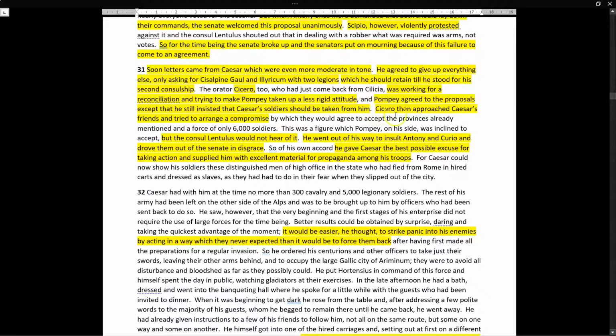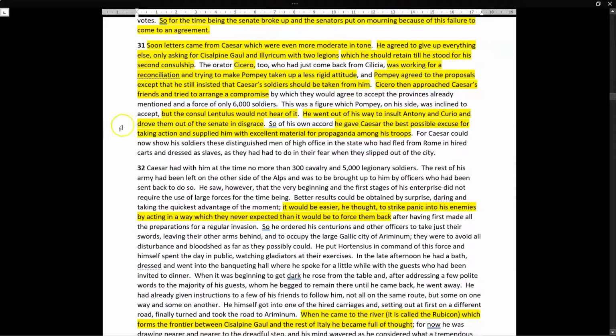Let's be honest. Cicero then approached Caesar's friends and tried to arrange a compromise. Okay, well, they accepted the promises already mentioned and a force of only 6,000. But then the consul Lentulus blocks it again. He went out of his way to insult Antony and Curio and drove them out of the Senate in disgrace. So as a result, he gave Caesar the best possible excuse for taking action and supplied him with excellent material for propaganda among his troops.